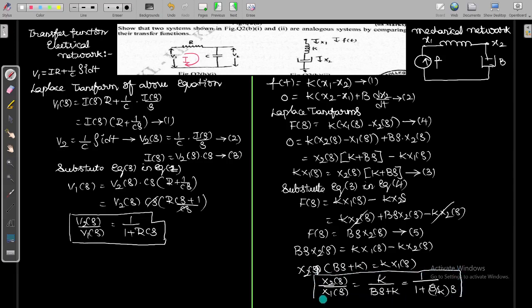Here RC is known as the time constant of the series RC circuit. Here the time constant will also be b by k for the mechanical system. So we can say these two systems are analogous to each other. Okay, so like this you can do this problem. Let us move to the next problem.